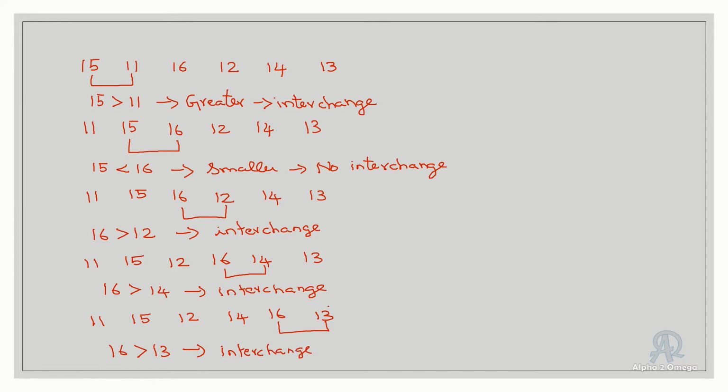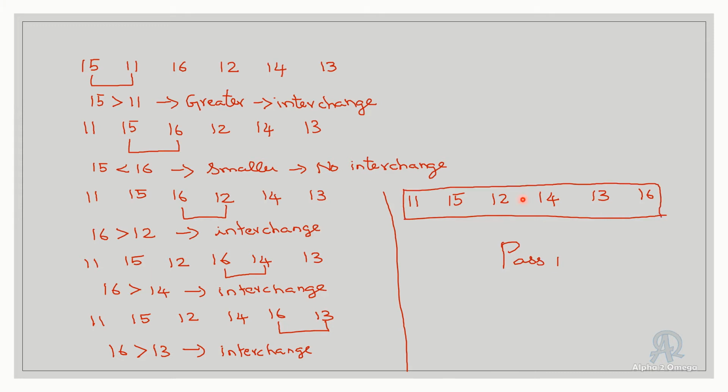Now what will happen to the values? Your answer will be, let me write here, 11, 15, 12, 14, 13 and 16. Right? If you look at this fully, just one iteration has taken place. That is one pass. We say this as pass 1. This is not the end, isn't it? Only one pass, one iteration, is finished.